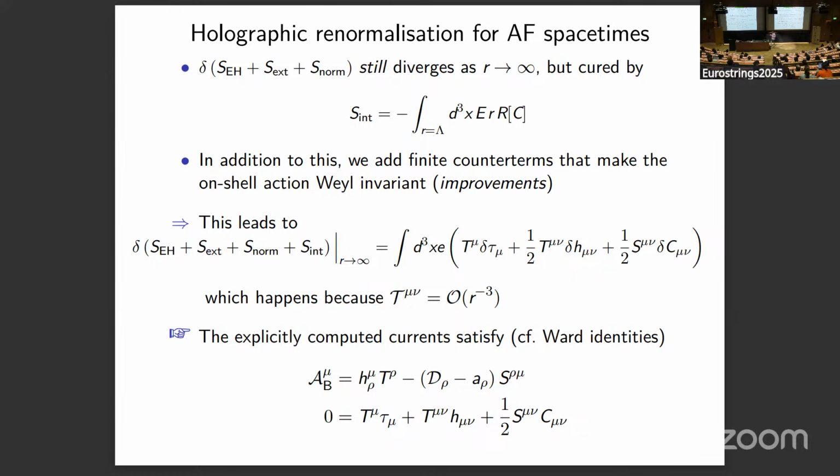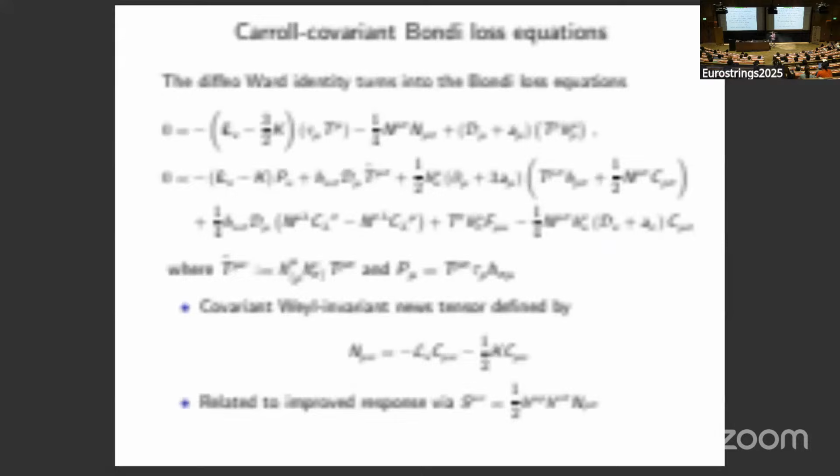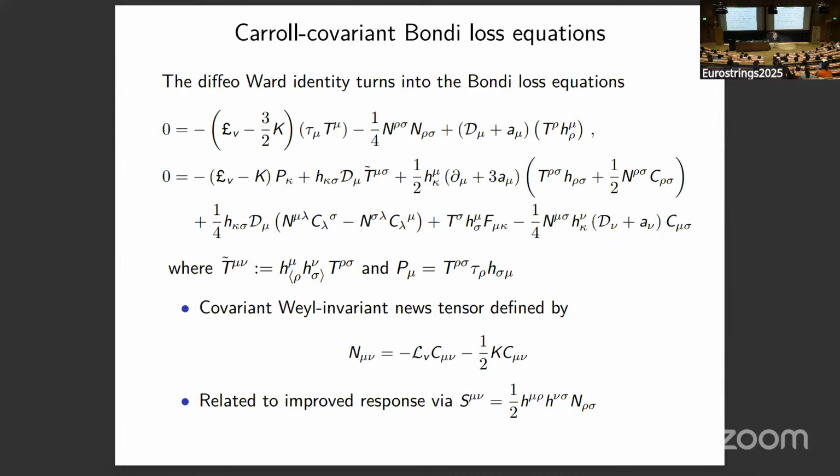So the boosts are anomalous. Very good. So the diffeomorphism Ward identity turns into a covariant version of the Bondi loss equations. They look like this. I'm just flashing it here to say that there's an explicit result that reduces to known results when you gauge fix further.